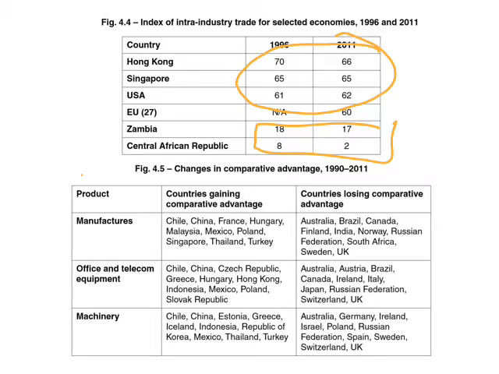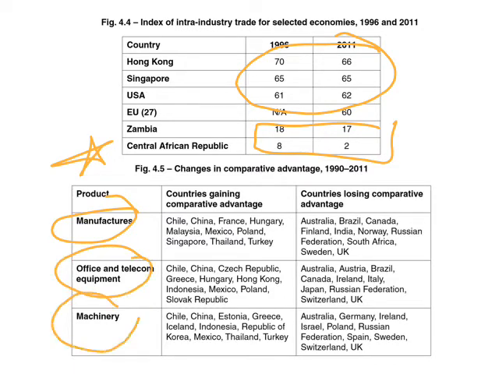Now this is one of the important tables which will link into the question. You've got countries gaining comparative advantage and countries losing comparative advantage. So secondary goods here, office and telecom equipment, machinery, as in the machines that make some of those other goods, the capital goods. So you can see countries gaining it. China is a significant one here. It's gaining in all of them. Chile is gaining in all of them. Mexico gaining in all of them.